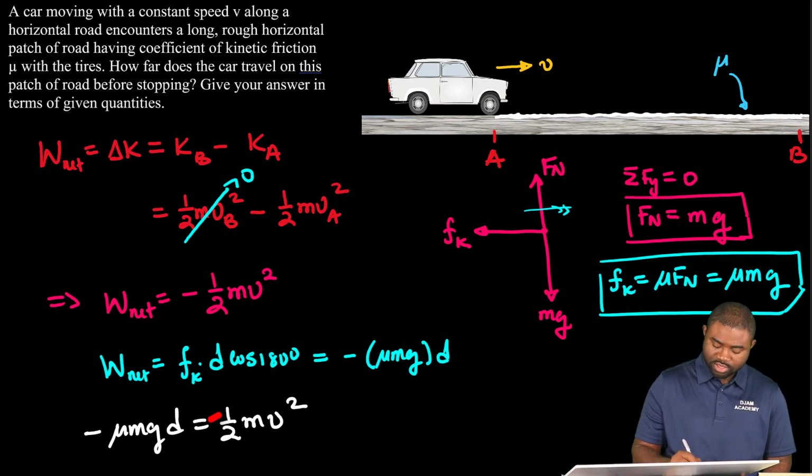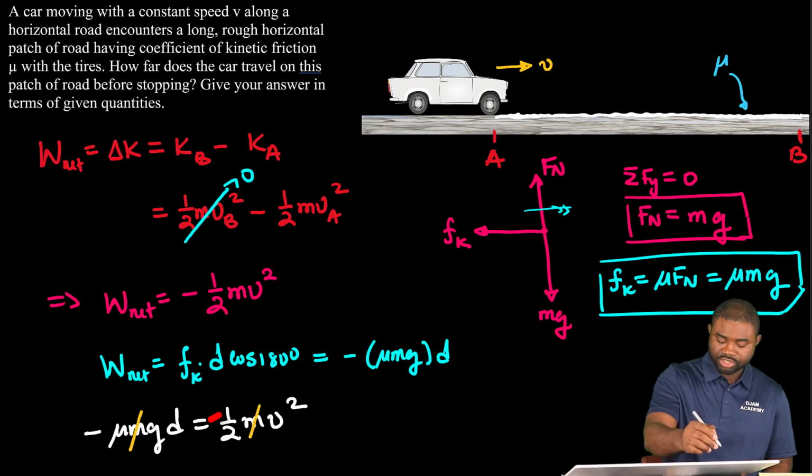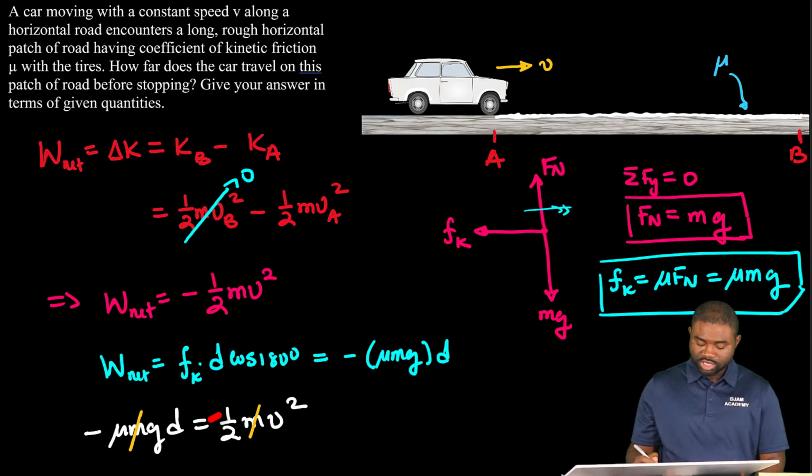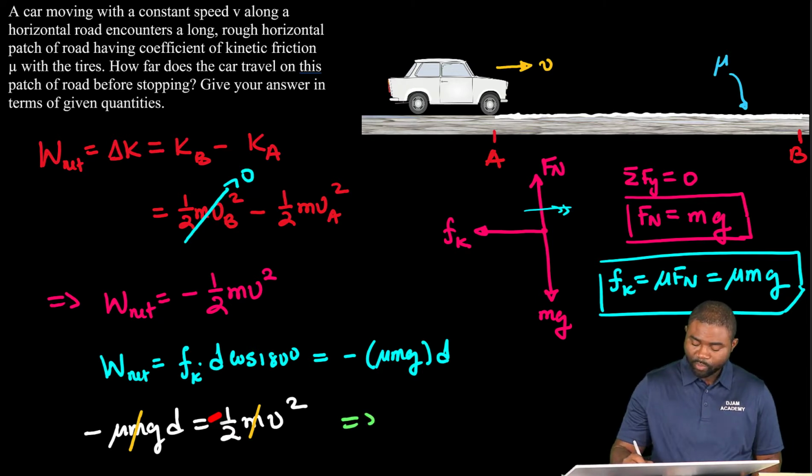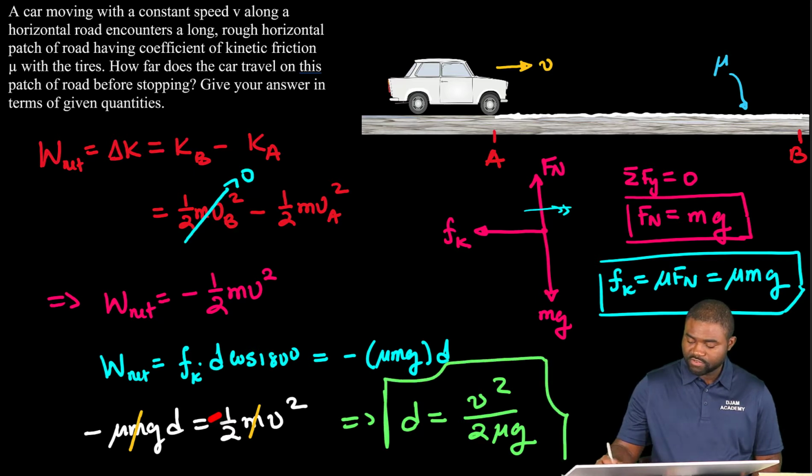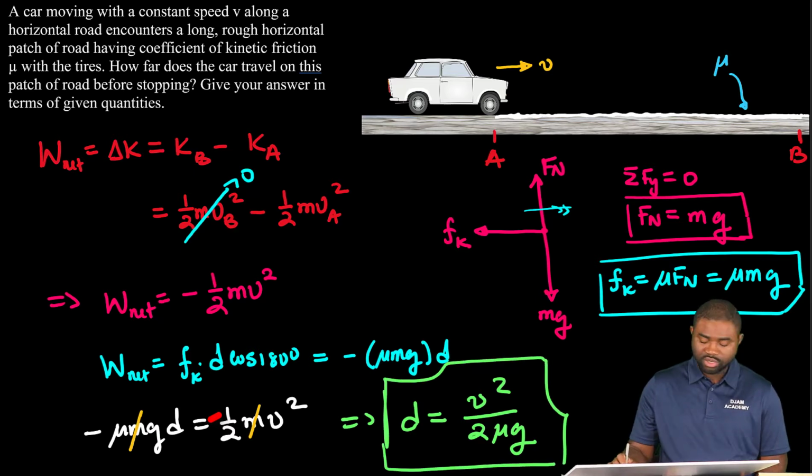The good thing is that the m's on both sides of the equation can quickly be erased. And we've been asked to calculate d. We then can say that d will be equal to v squared divided by 2 mu g. So this is the distance traveled by the car before coming to rest: v squared over 2 mu g.